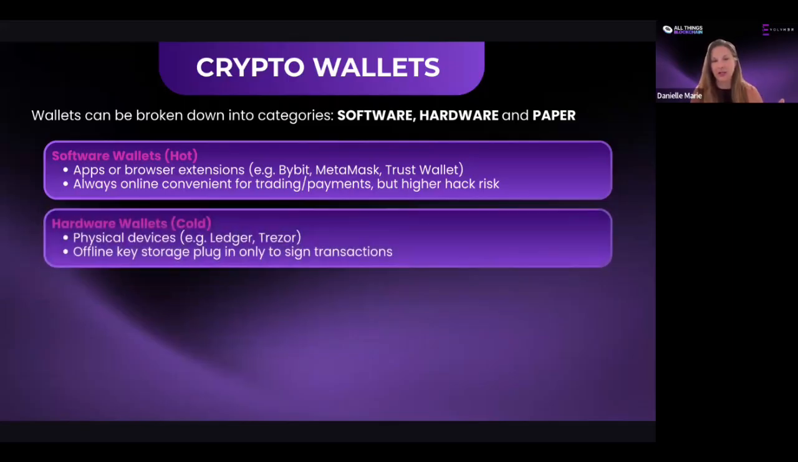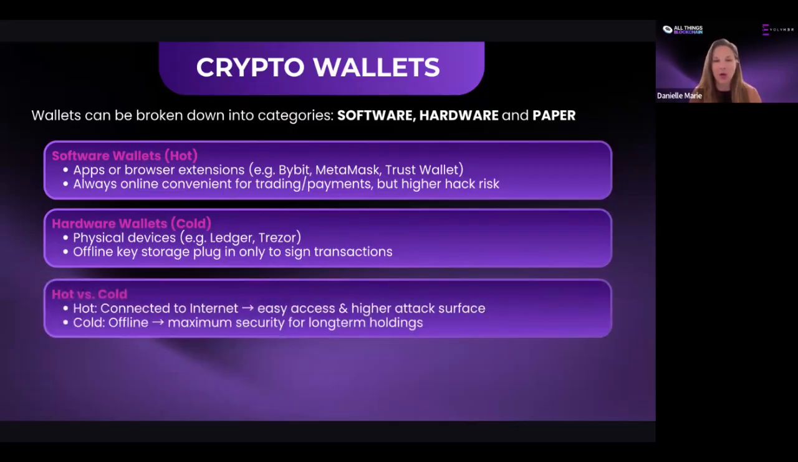But it's convenient because you've got them, easy to connect for trading and payment, but a higher risk. Hardware cold storage, which we're going to talk about, is physical devices. And this is where your private keys and everything are stored completely offline. So this is considered the safest way possible.